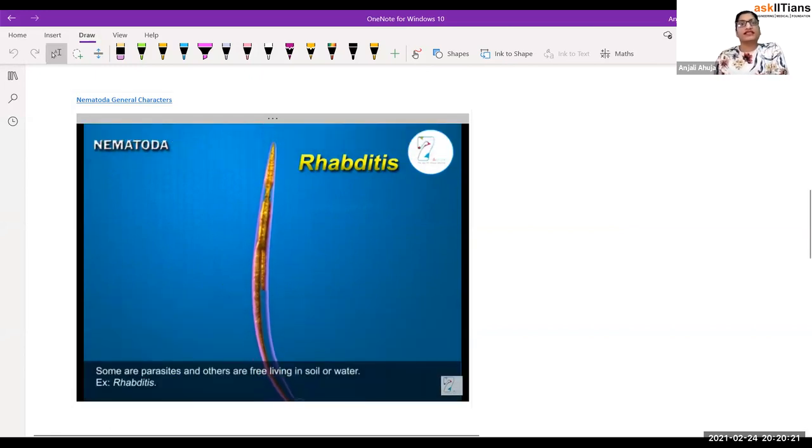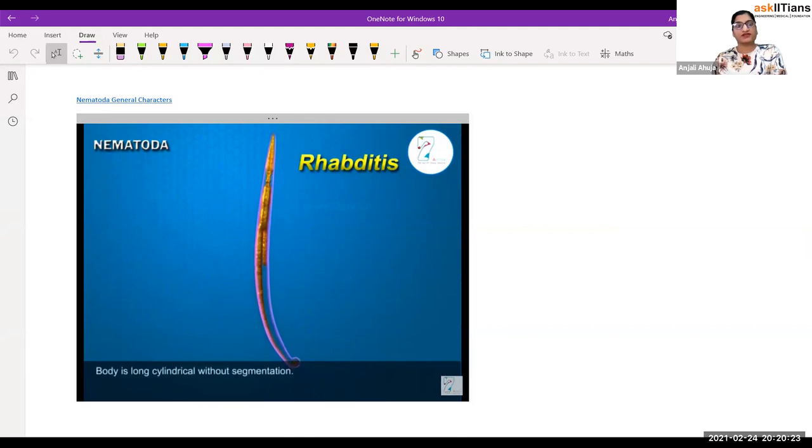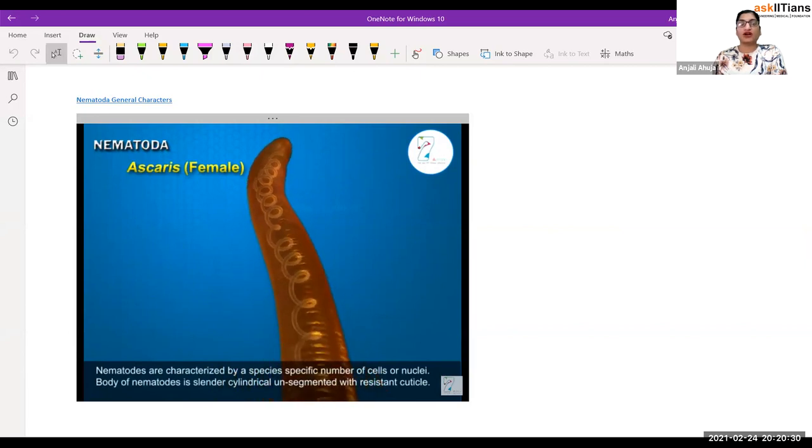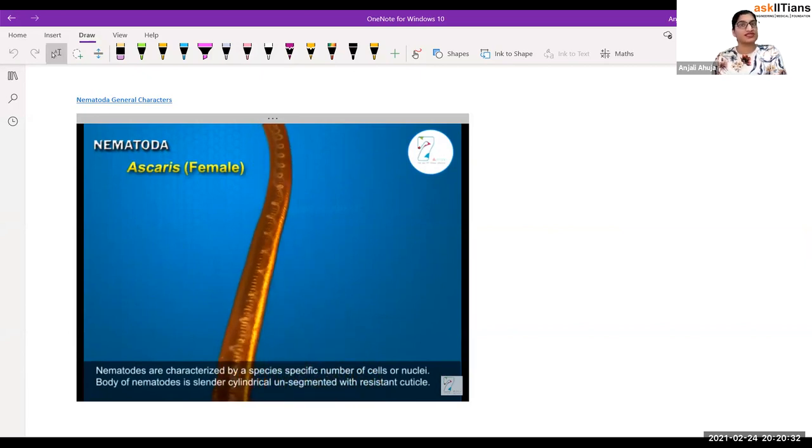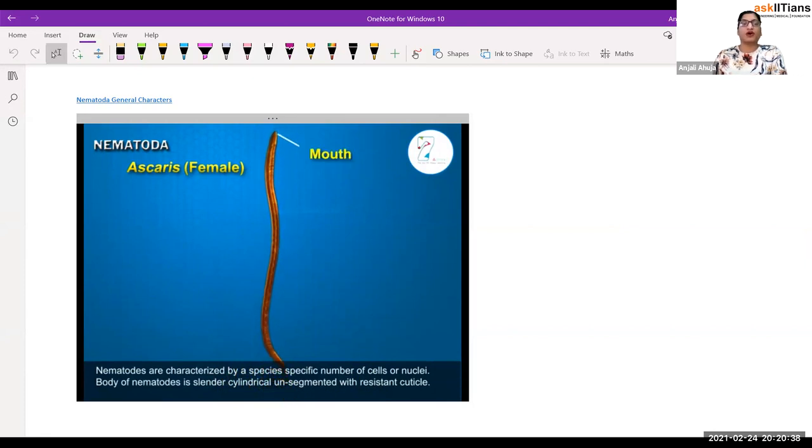Now, their body has different segments. As you can see, the body is a long cylinder without segmentation. And why I'm saying that is that their body does not have any kind of segmentation. Segmentation is present in the annelid category. Nematodes are characterized by a specific number of cells or nuclei. The body of a nematode is a cylinder with a segment-resistant cuticle.